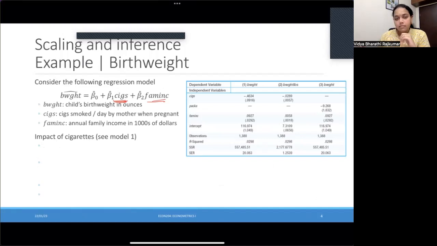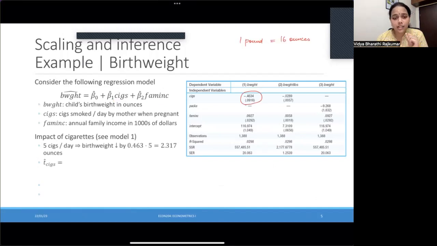Now, if you look at the table, we can gather the impact of cigarettes on the dependent variable. So the coefficient here is minus 0.4634, which says that for one more cigarette smoked per day, the child's birth weight in ounces goes down by 0.46 units. So to make it a little bit more interesting, if the mother smokes 5 more cigarettes in a day, then the birth weight goes down by 0.46 times 5, roughly about 2.3 ounces. So we interpret the coefficient now.